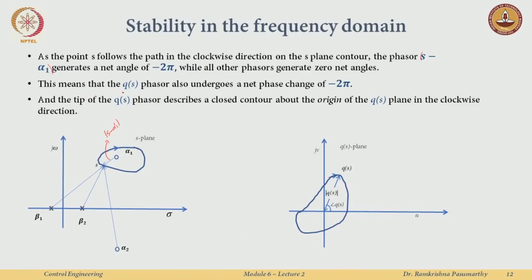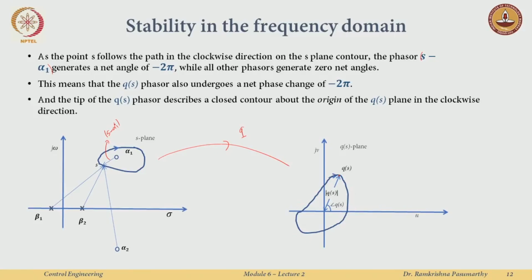What does this mean? That the Q(s) phasor should also undergo a net phase change of 2 pi. Something like this: if I take a Q(s) here, I know that Q maps the s plane to the Q(s) plane. So if s undergoes a phase shift of 2 pi, this also should undergo a phase shift of 2 pi, just from the expression of Q(s). And the tip of the Q(s) phasor describes a contour about the origin.